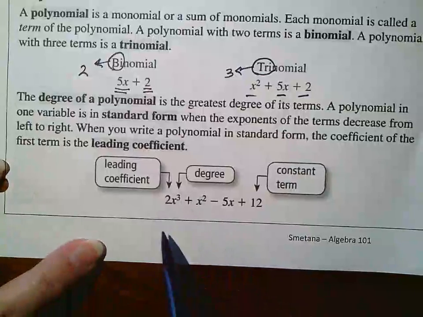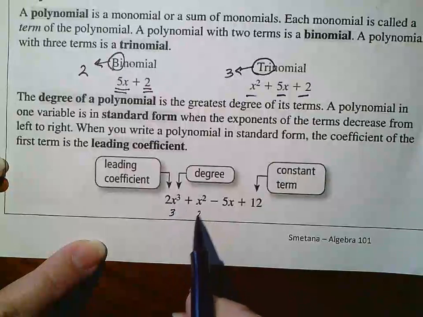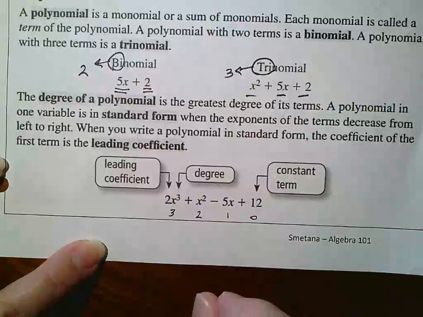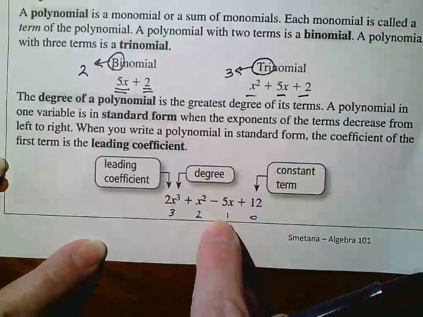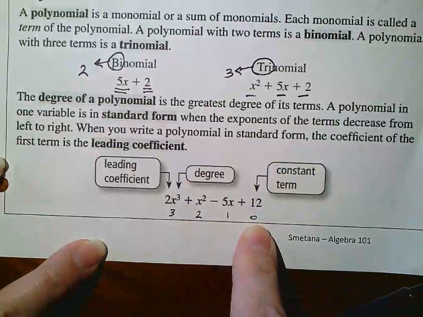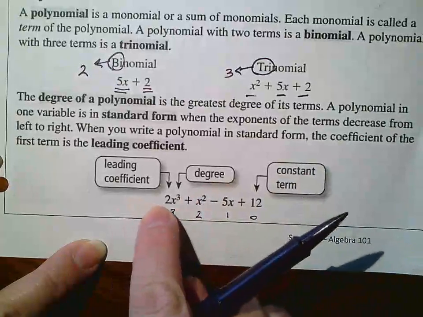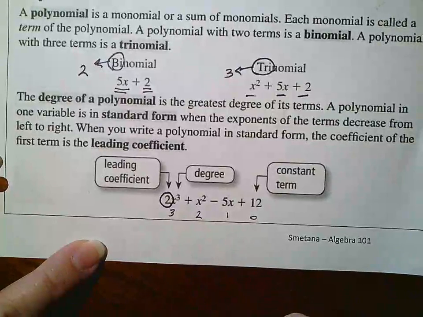So when we write these in standard form, we do this exponent, 3, 2, 1, 0, and you can see they are in descending order. So from left to right, the biggest, the next biggest, and then always the constant term at the end. So this is a degree to the third. Leading coefficient is that very first number. Don't forget that number can sometimes just be a 1.